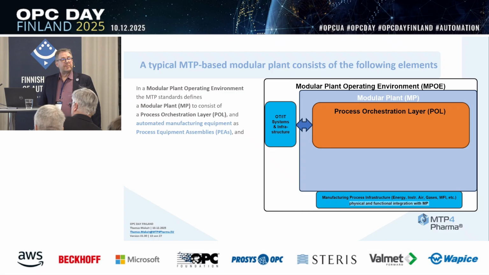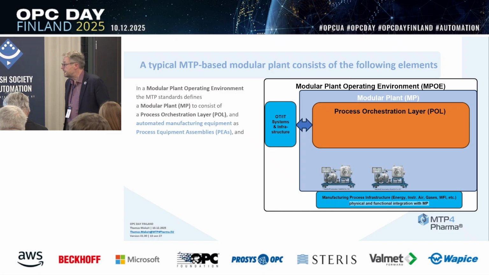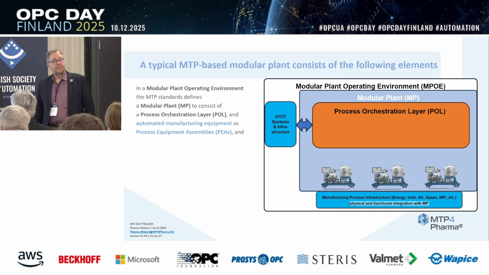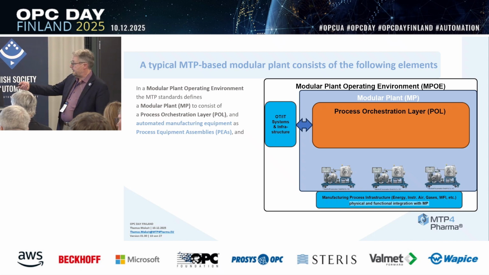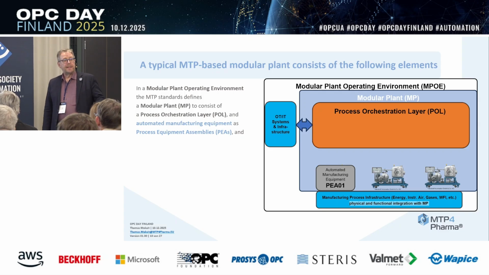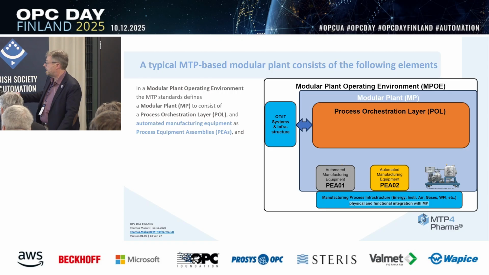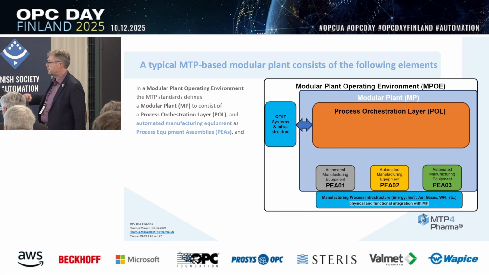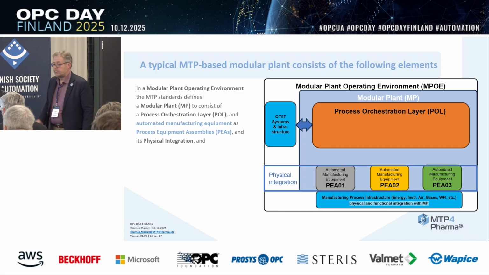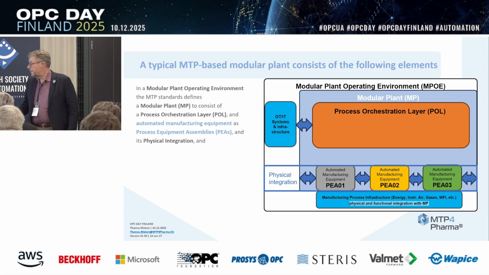Then you add the automated manufacturing equipment, and I'm thankful to Lauritz from Beckhoff, who provided me these nice images of package units, automated package units. And you see the interface here, you see the controller here. We call them PEA, Process Equipment Assemblies, in MTP talk. And they are automated manufacturing equipment with a PLC, an edge device, edge computer for automation with IOs. And then we need to physically integrate those. This is a qualification part of it. One PEA with each other.